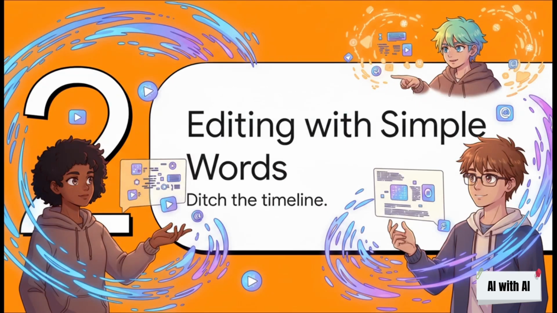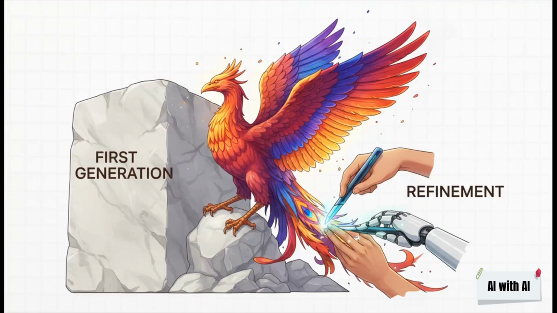Now, this is where things get kind of mind-blowing. I want you to completely forget about timelines, keyframes, all that complicated software stuff. With these new AI tools, you do all of your editing and refining with simple, plain text commands. Here's a really important mindset shift for you. The first video the AI generates is not the final product. You have to think of it like a solid starting point, like a block of marble. The real magic, the creativity, happens next, when you start chipping away and sculpting it into exactly what you envisioned.